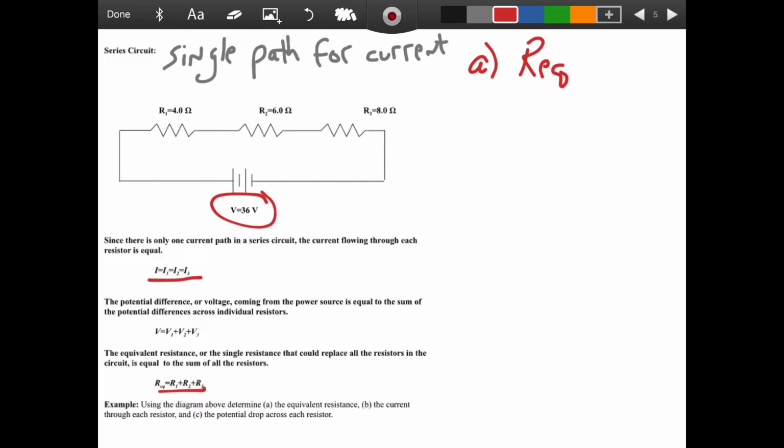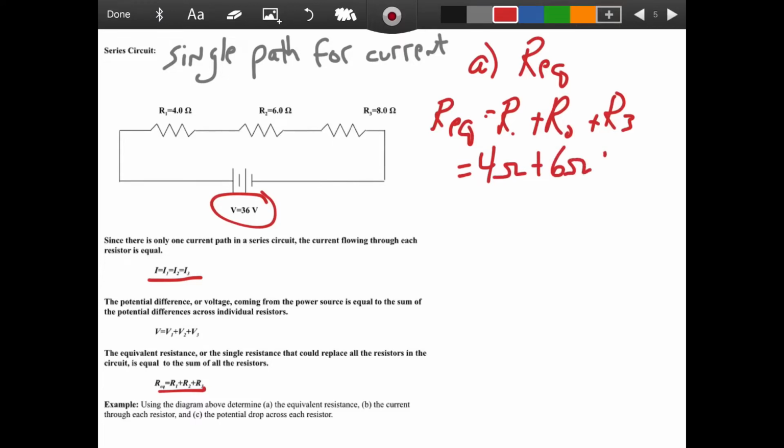The first thing that we're going to do to analyze this problem is to solve for the equivalent resistance. And as defined, that would mean the single resistor that could replace all the resistors, and the circuit would still act the same. So we're going to take our rule for adding resistors in a series circuit, and we get Req equals R1 plus R2 plus R3. And now we can plug in with units and solve. So we get 4 ohms plus 6 ohms plus 8 ohms, and we add those up, we should get 18 ohms.